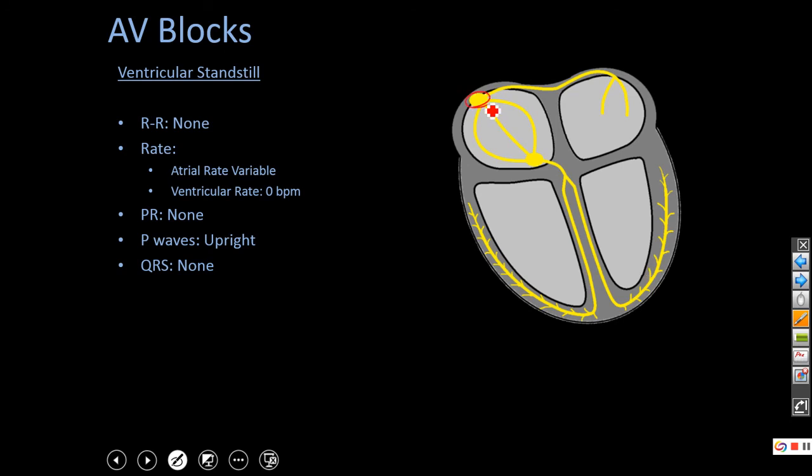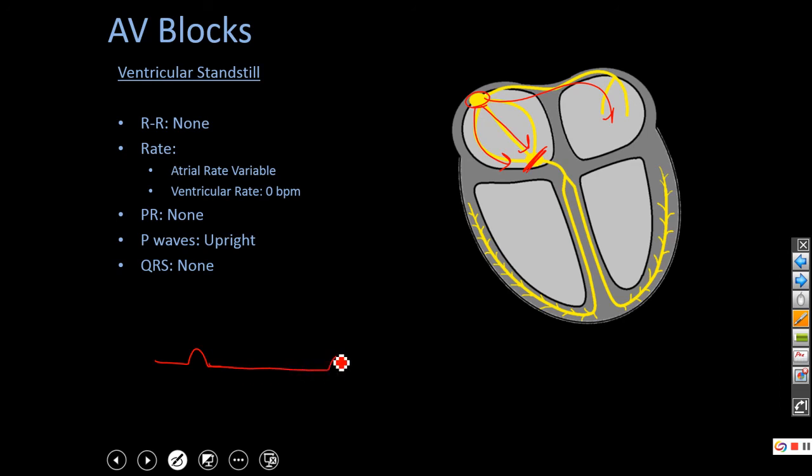Okay, so what happens if all the electrical conduction system, all the electrical impulses through the AV node are blocked? So the SA node is pacing the heart, right? Producing P waves, but if everything through the AV node is completely blocked, what's going to happen if nothing gets through?